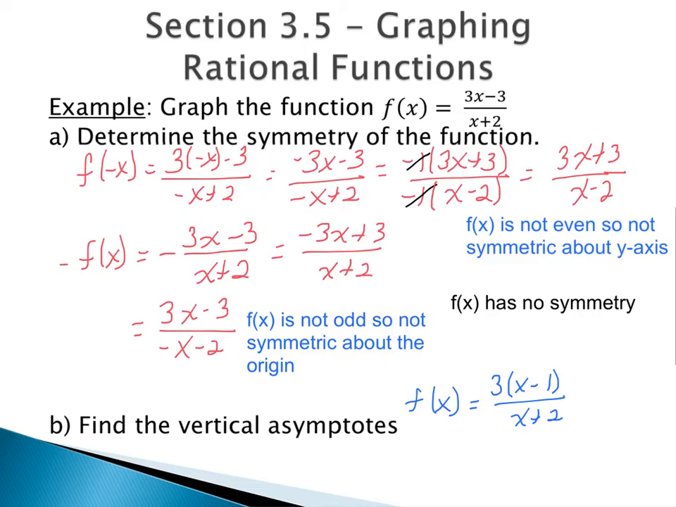In this case, even though I could factor the numerator, I'm not able to cancel any factors, which means I can just set my denominator equal to 0 to find my vertical asymptote. So we would have x plus 2 equals 0, which gives us a vertical asymptote of x equals negative 2. We do need to keep it as x equals the number in order to show that it's a line. So make sure it's x equals negative 2.